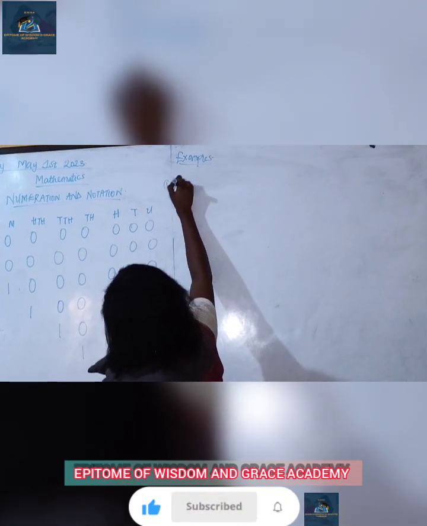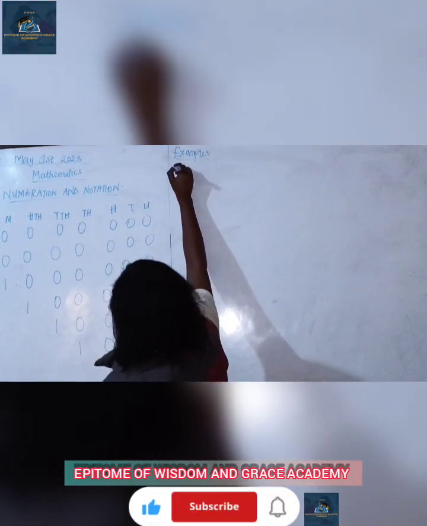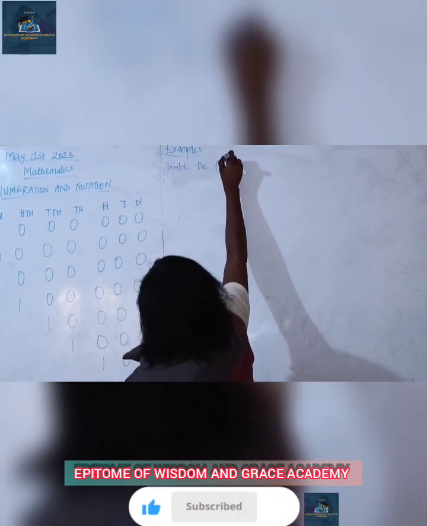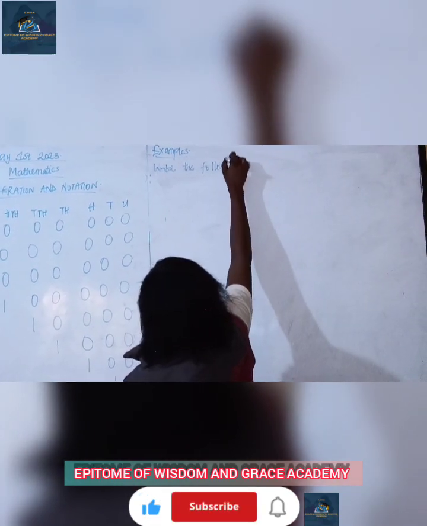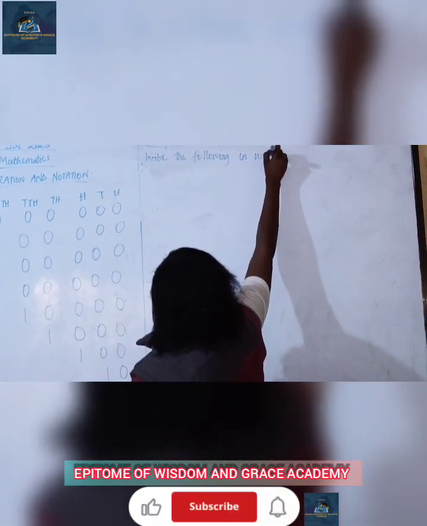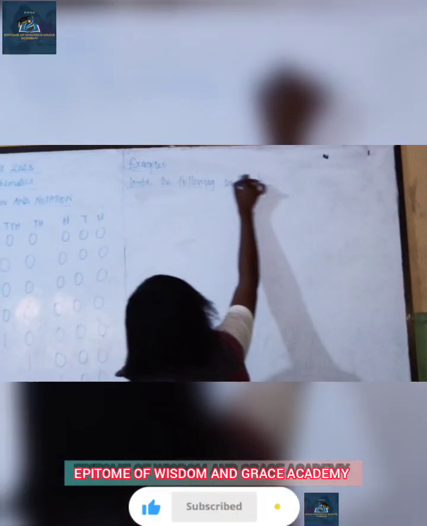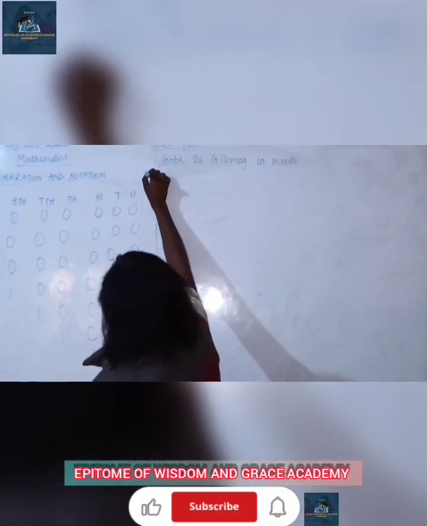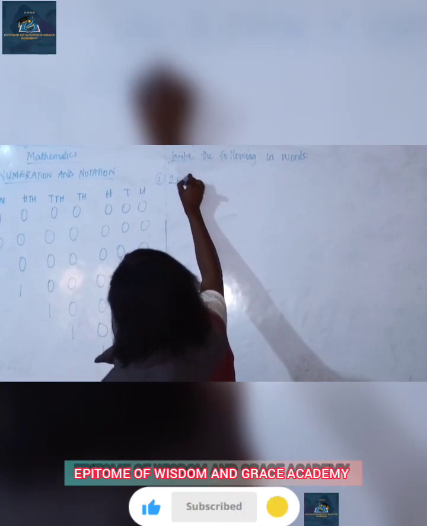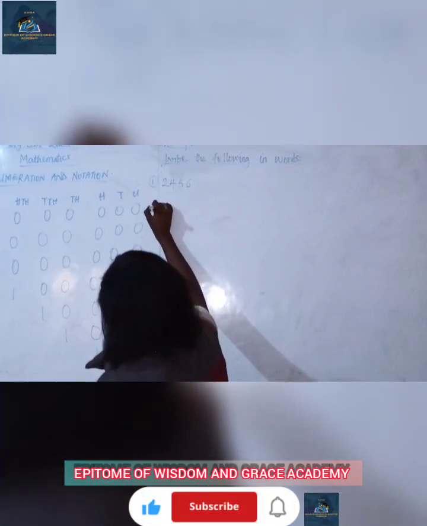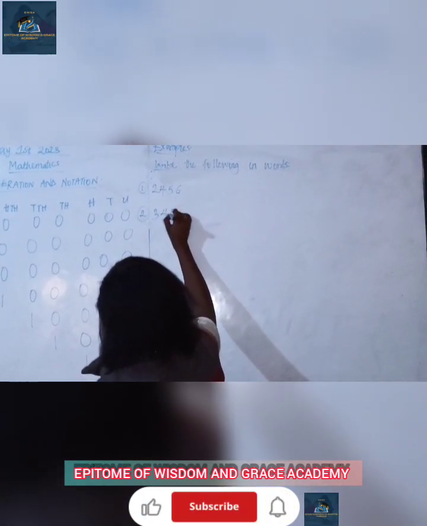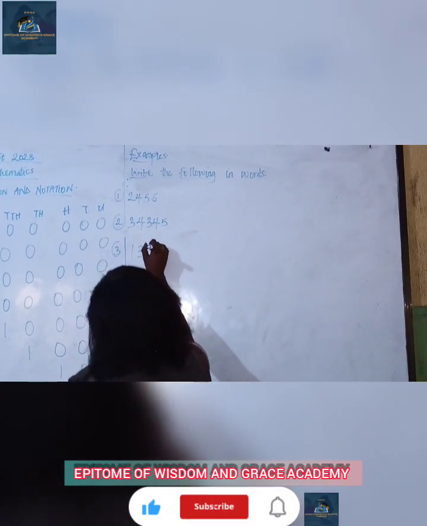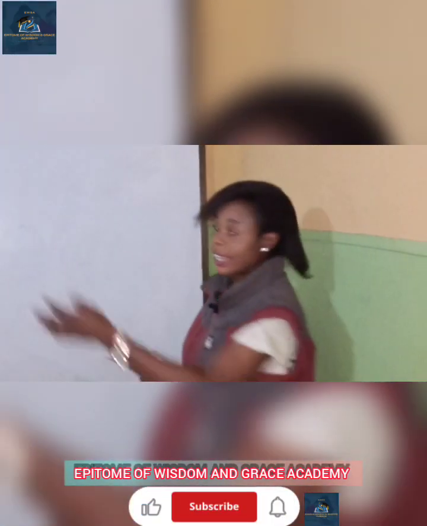Okay, example number 1. Let me give the instruction first. Write the following in words. Okay, this is the instruction. Write the following in words. I'm going to start with this figure. Let me start with at least 3 questions. Okay, now we are given here 3 questions.